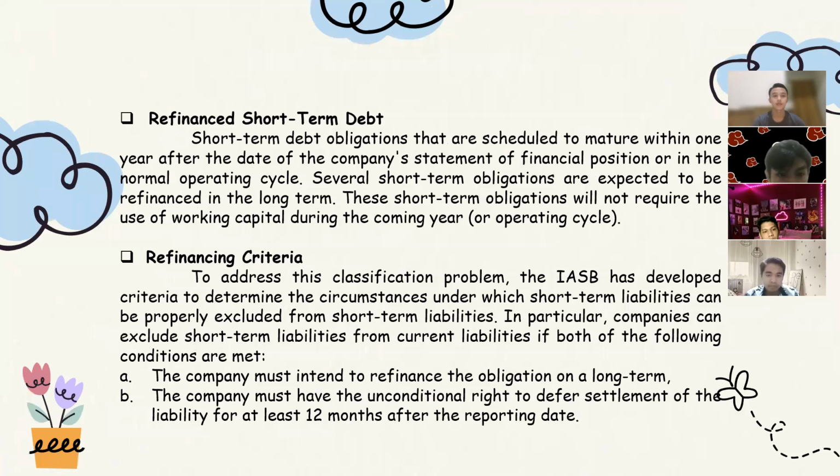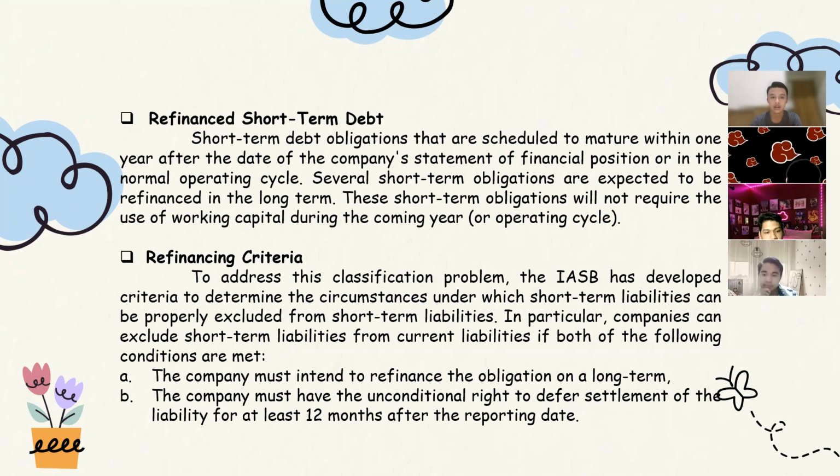The next type of current liabilities is refinanced short-term debt. These are short-term debt obligations that are scheduled to mature within 1 year after the date of the company's statement of financial position or in the normal operating cycle. Several short-term obligations are expected to be refinanced in the long term. This short-term obligation will not require the use of working capital during the coming year or operating cycle.